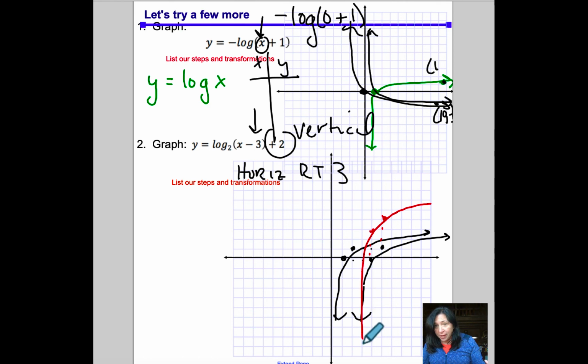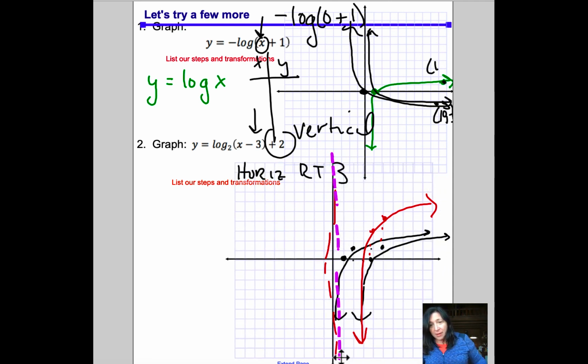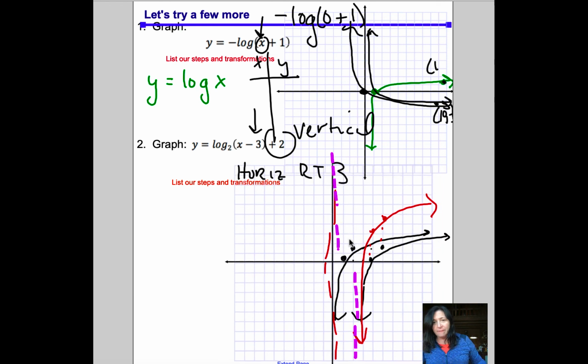Now, don't forget that your asymptote moves with you. All right. So if my asymptote originally was right here at x equals 0, when I moved to the right 3, my asymptote came with me. Anyway, it just moves to the right with you. Okay, so that's what you have to remember, that the asymptote moves with you.